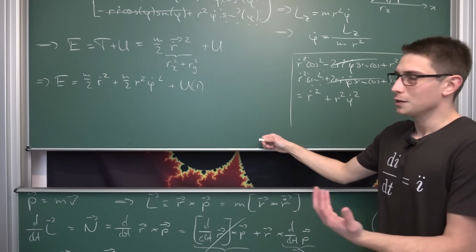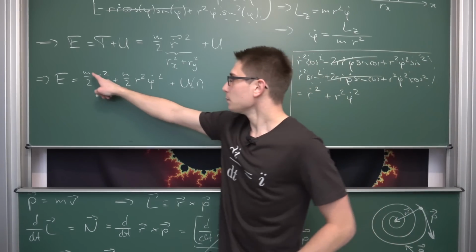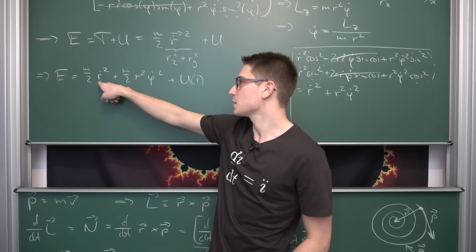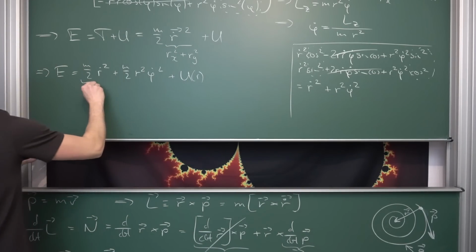And now here comes the good thing. I mean, m over 2 times r dot is a velocity squared is going to be a kinetic energy yet again.